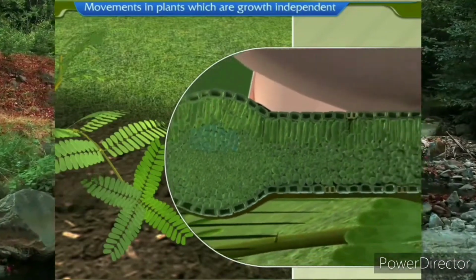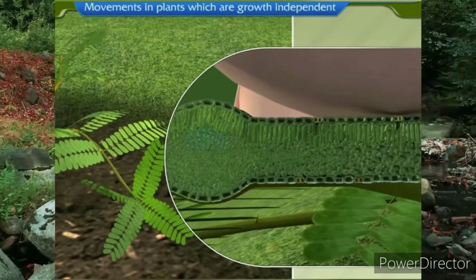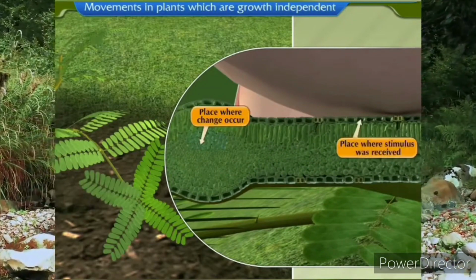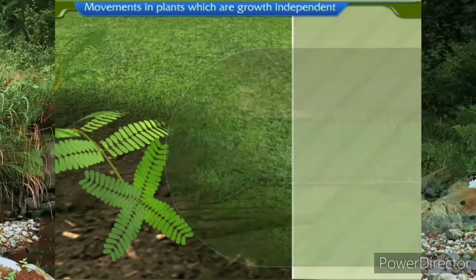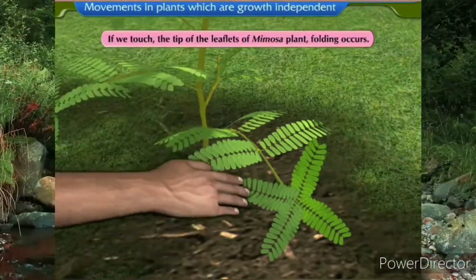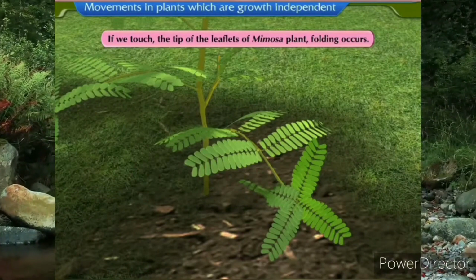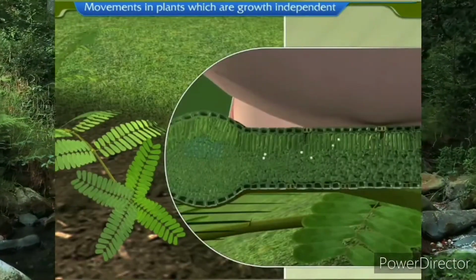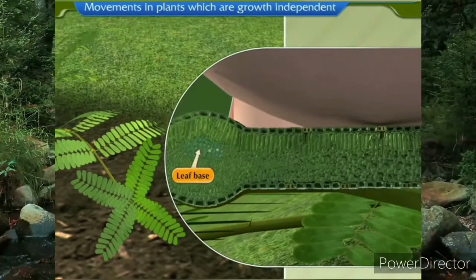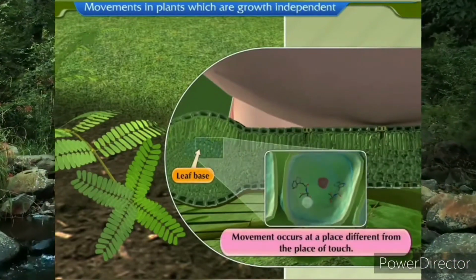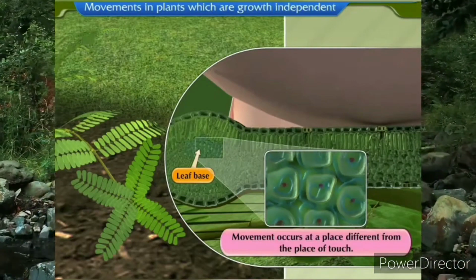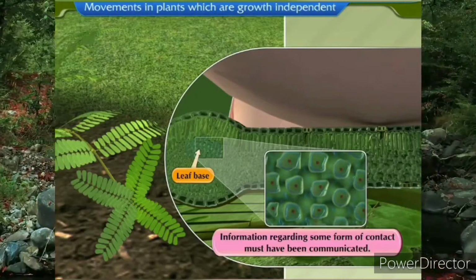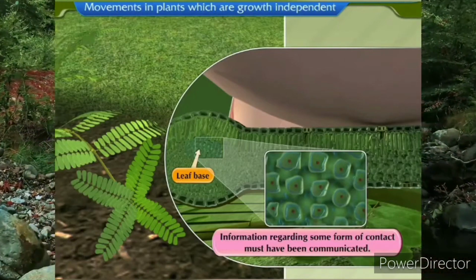When we observe some movements of plants, we can see that change occurs at a place different from the place where the stimulus was received. For example, if we touch the tip of the leaflets of mimosa plant, folding occurs. This movement is not only at the tip, but the entire leaf including the leaf base. Thus, movement occurs at a place different from the place of touch. Thus, we can conclude that information regarding some form of contact must have been communicated.